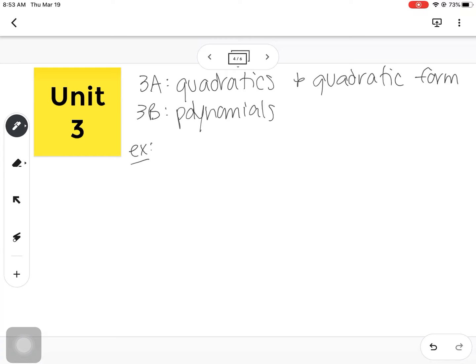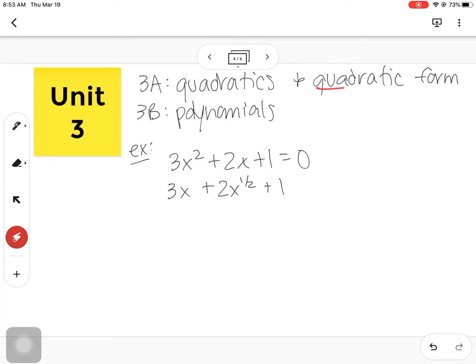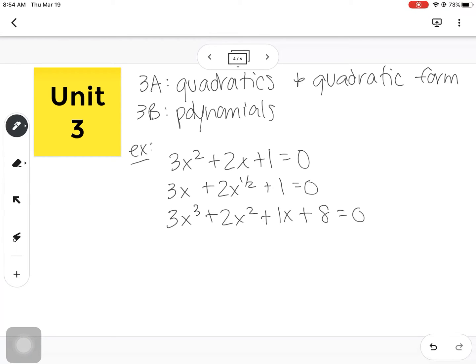So from 3A, your quadratics, the most basic one could be like 3x squared plus 2x plus 1 equals 0, or whatever it equals. These are the problems that you factored or whatever it may be. We did also do ones that maybe it was 3x plus 2x to the 1/2 plus 1, where those were quadratic form because the first exponent was twice as big as your second one. So those we did teach in Unit 3. 3B is when you have higher degree. So now maybe we had 3x cubed plus 2x squared plus 1x plus 8, I don't know, equals 0. That was technically from 3B, just because it was higher order.